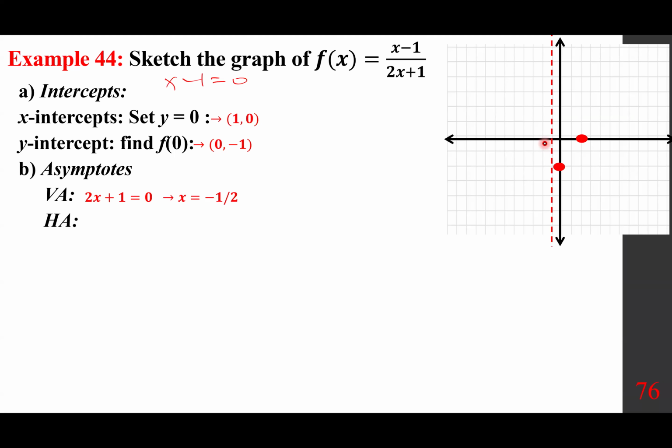Horizontal asymptote, y equals 1/2. Why is that? Look at the numerator, the degree is 1. Look at the denominator, the degree is 1. So the leading coefficients are 1 and 2, so y equals 1/2. And of course, if you have a horizontal asymptote, you can't have a slant or oblique asymptote. Y equals 1/2.